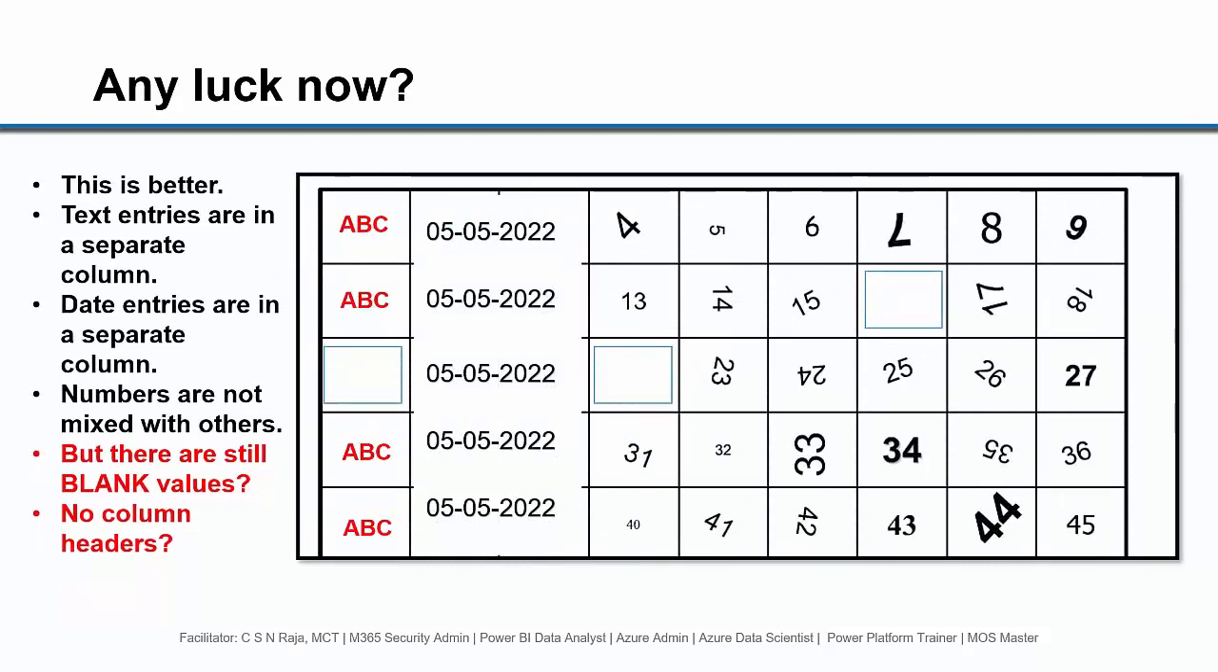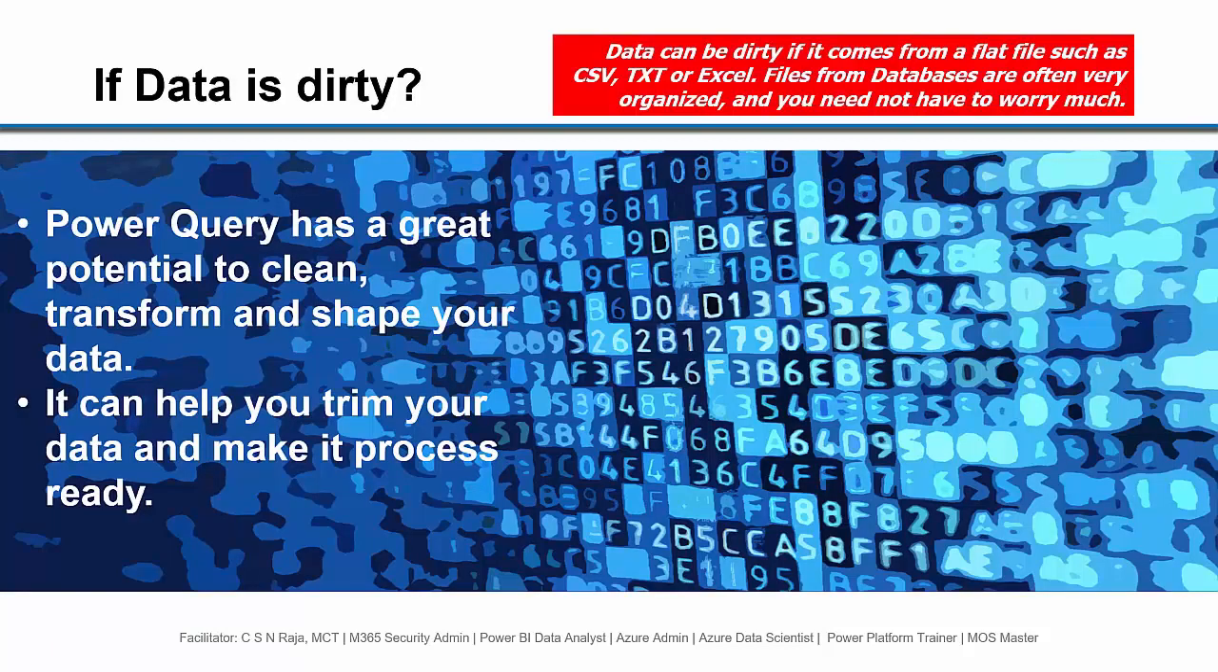This is slightly better. Text entries are in a separate column. Date entries are in a separate column. Numbers are not mixed with the other type of entries. But wait, Raja, there are still blank values. And what about column headers? So the question is, if the data is dirty, is it possible for me to create reports out of that?